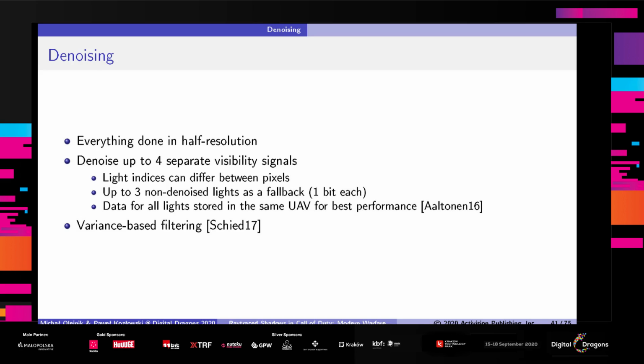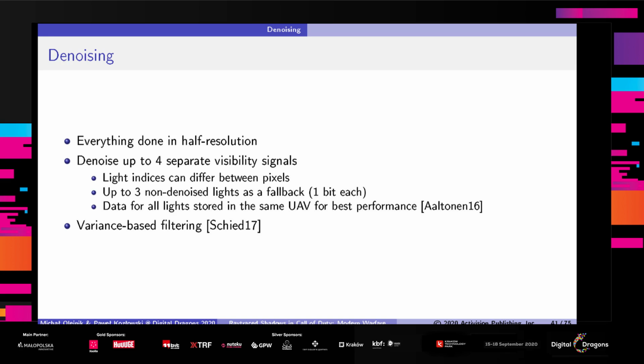Note that all we do during the denoising process is done in half resolution on both axes, so we have 25% pixel count total. For each texel, we store 4 separate channels containing light visibility. That means we can denoise up to 4 lights per pixel, which is plenty, but there are cases when there can be more than 4 shadow lights per pixel.